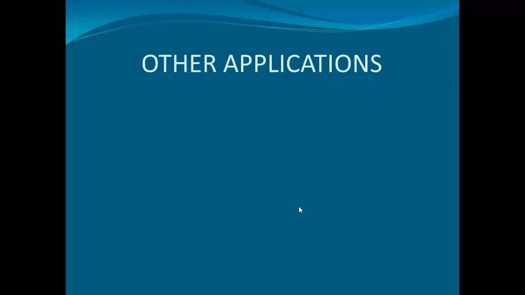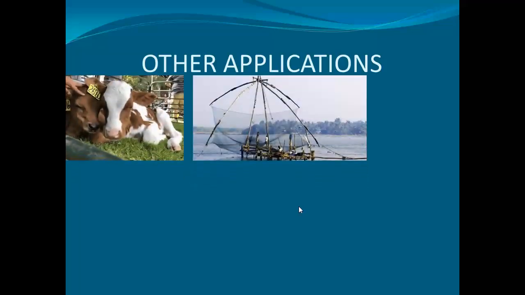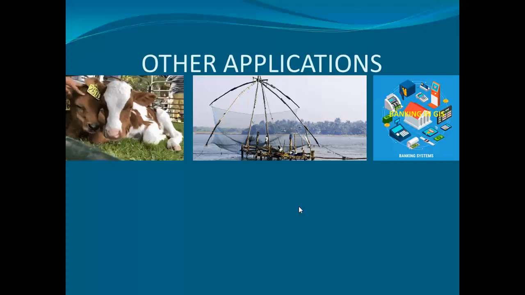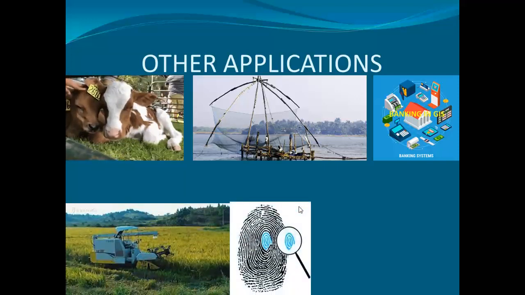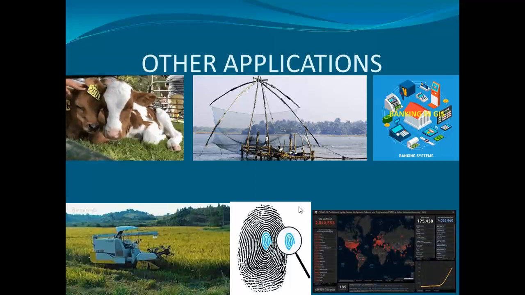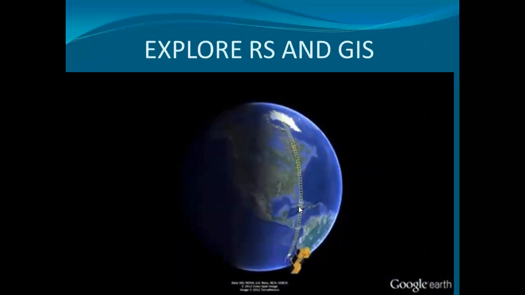Here are the other applications of remote sensing and GIS. It is used in the dairy industry, fishing, banking, finance and tax, agriculture, criminology and, last but not the least, to obtain information or to analyze spatial data related to COVID-19, GIS and remote sensing are being used.